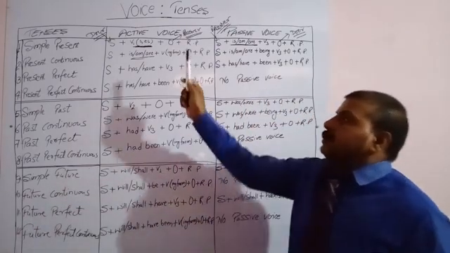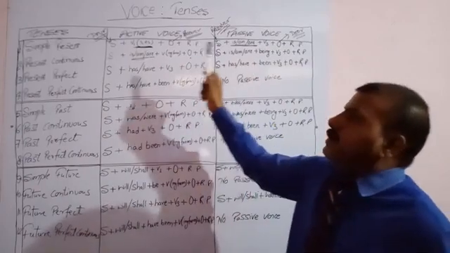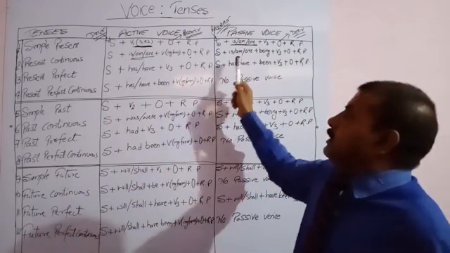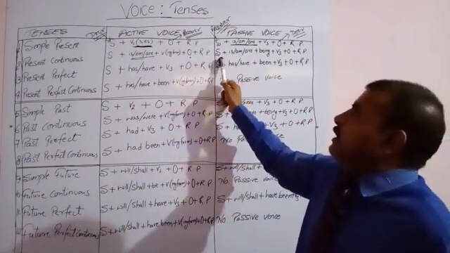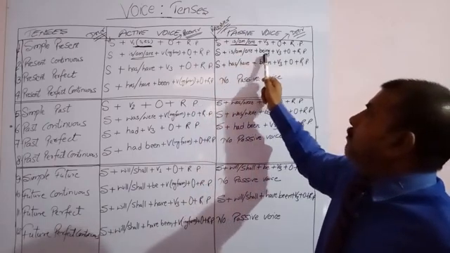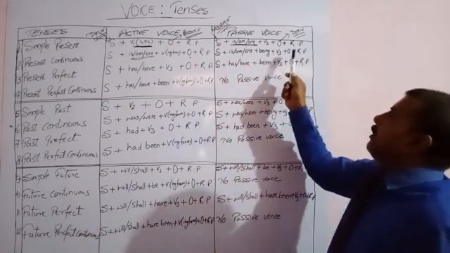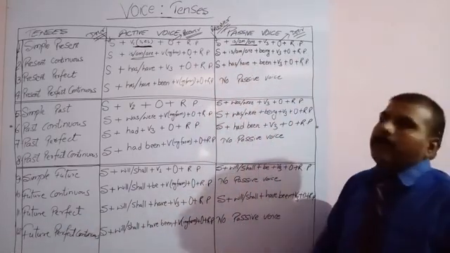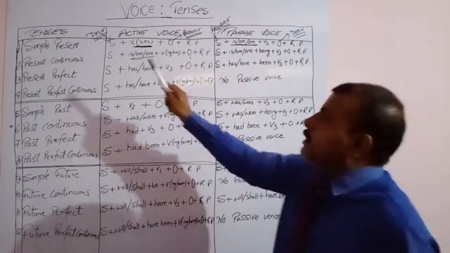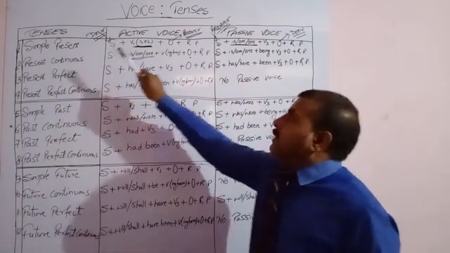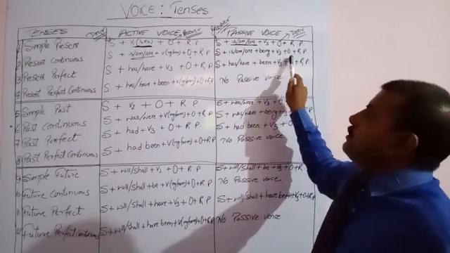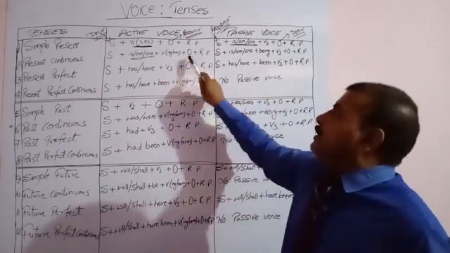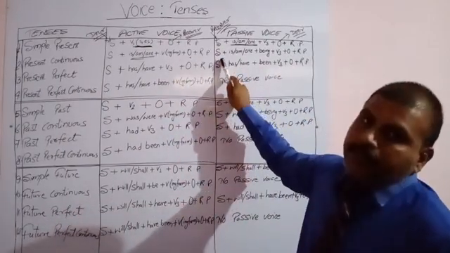Now come to the structure for passive voice in present continuous tense. Subject, is, am, are, being, verb third form, object, then remaining part. Means here the subject in active voice becomes object in passive voice. The object in active voice becomes subject in passive voice.